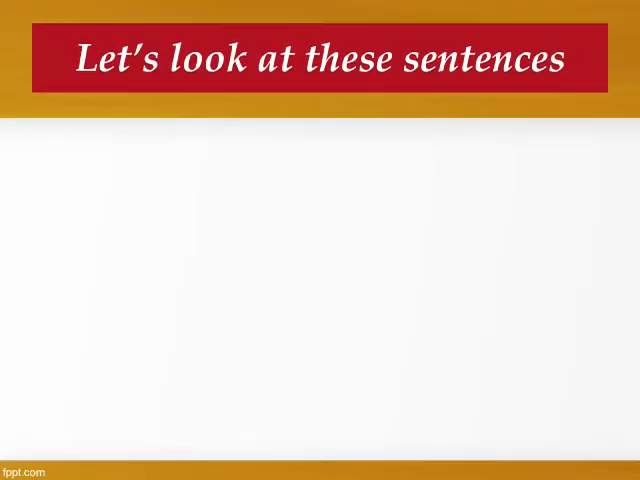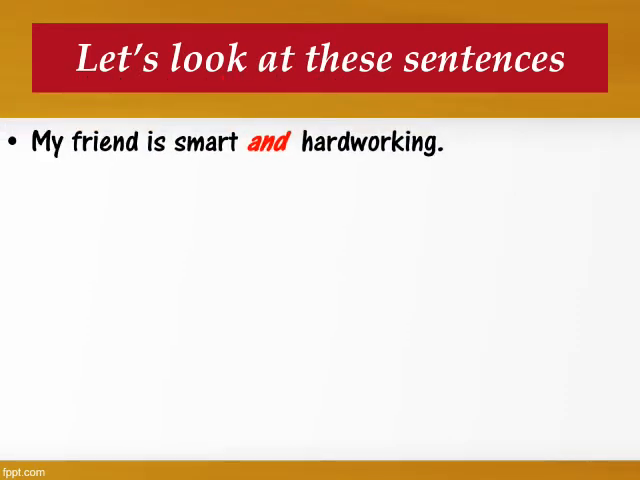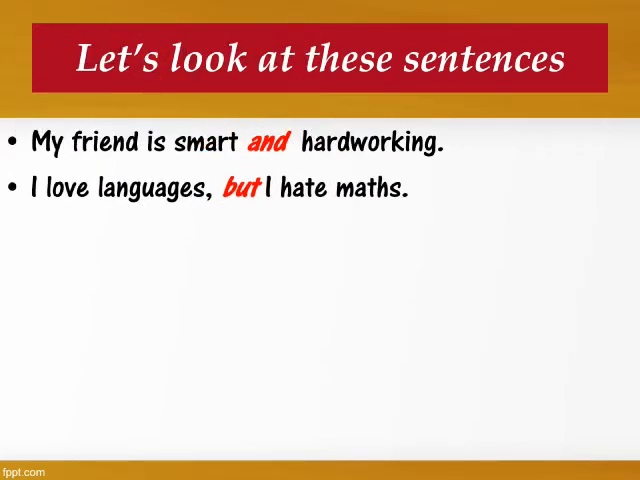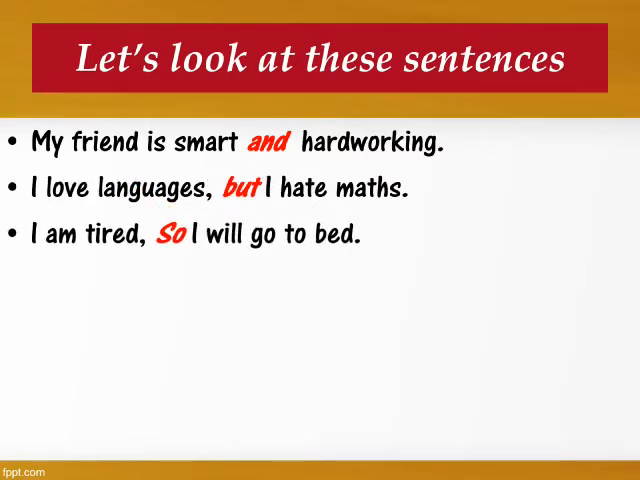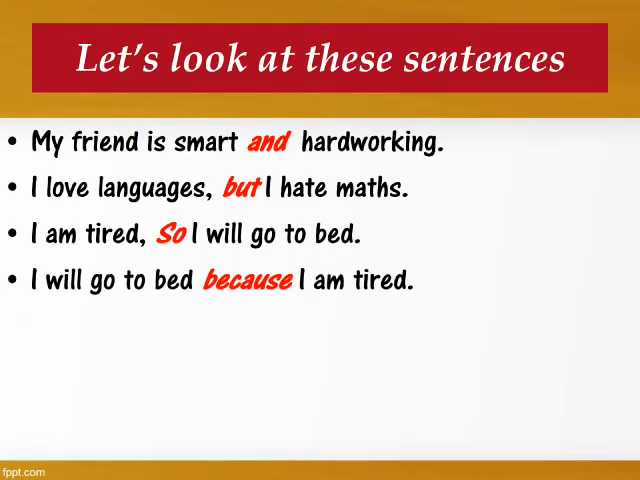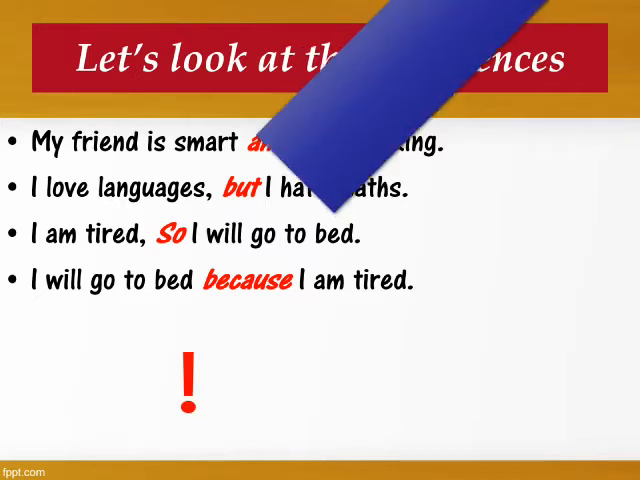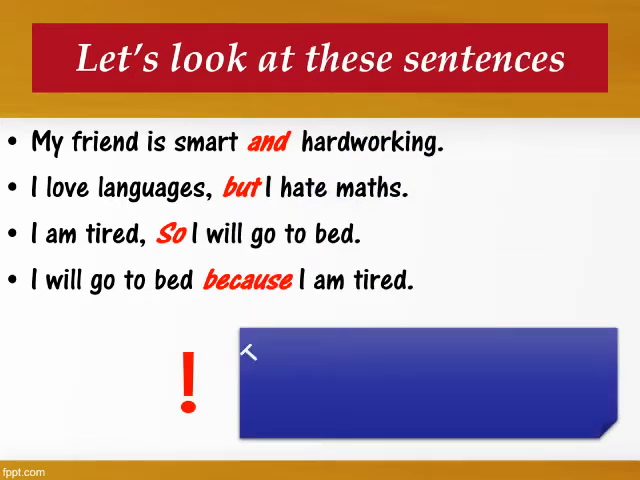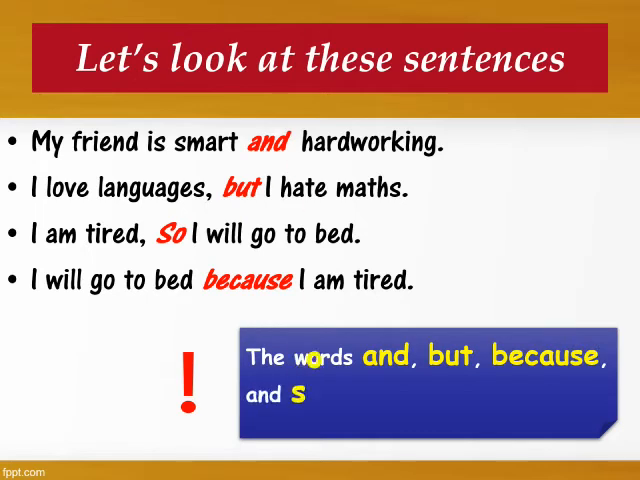Let's first look at these sentences. My friend is smart and hardworking. I love languages, but I hate maths. I am tired, so I will go to bed. I will go to bed because I am tired. The words you see in the red color, and, but, so, and because, are called conjunctions.